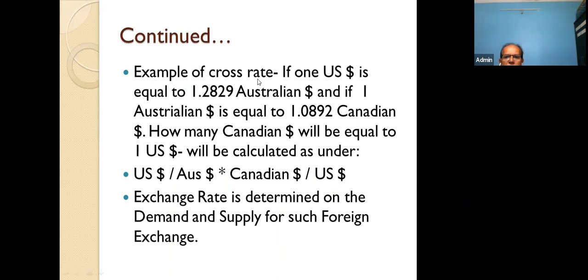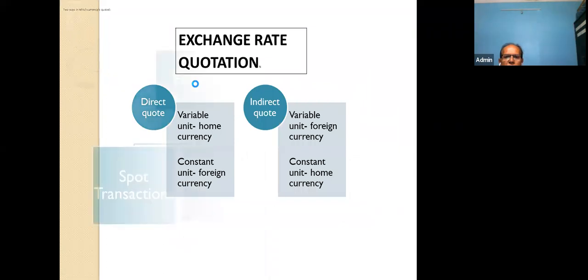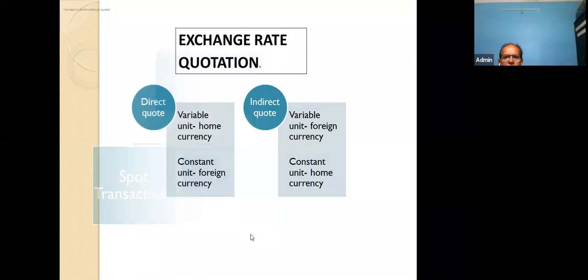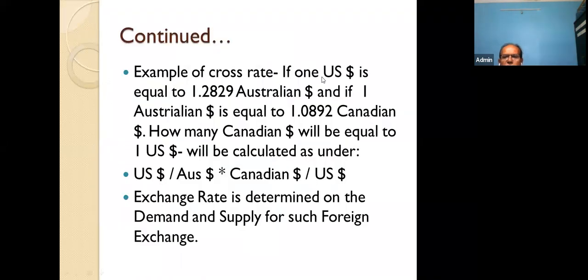example of cross rate. Here, cross rate we have learned. Let me share that slide. See, cross rate. It is an exchange rate between a currency pair where neither currency is the US dollar. Now, example of cross rate. If one US dollar is equal to 1.2829 Australian dollar, and if one Australian dollar is equal to 1.0892 Canadian dollar.